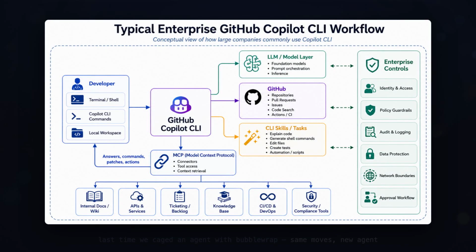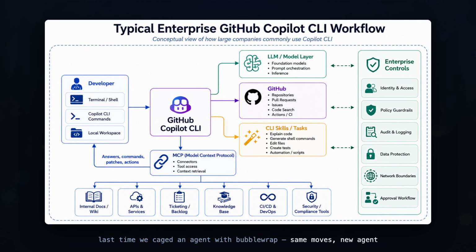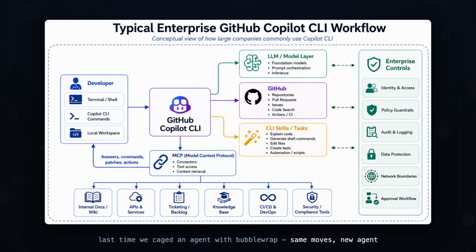In the last video, I caged an AI agent with bubble wrap, and the real point wasn't the tool. It was that you can cage an agent in a lot of different ways. The cage is just a set of moves you build from whatever you've got. So this time, let's do it with the agent most of you actually have at work. GitHub Copilot's command line agent, the harness that runs the model and carries out whatever it decides to do.